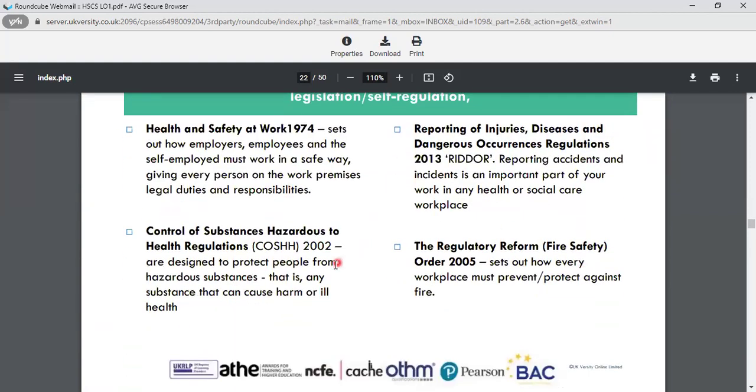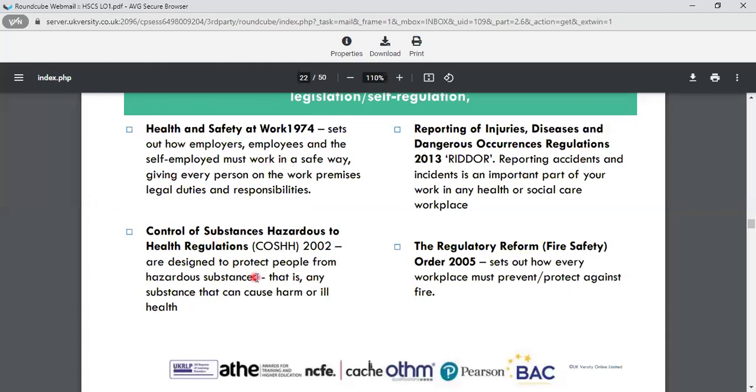Again, we have the Health and Safety at Work Act, 1974. Again, this is for employers and employees who are working, and they have to have safe working places designated for themselves, and the different duties and responsibilities that are there on every person who's working within the health and social care sector. So they should be known to them already.